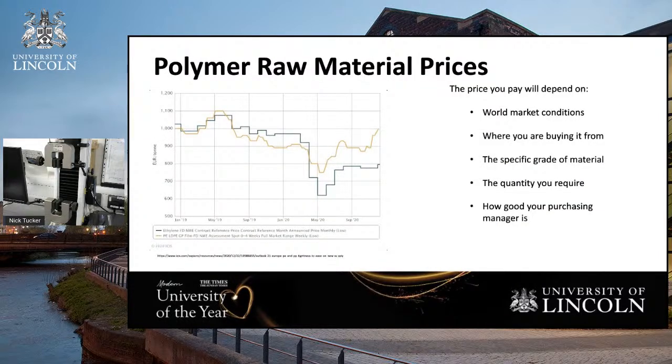So here are some data on the dark line, which is ethylene, the raw material to make our polythene from, and the yellowy coloured line is the actual price of polythene, and you can see it varying. You can see it dropping towards the beginning of last year, and now starting to rise again. Very tempting to view that as an effect of the COVID virus and the depression in people wanting to buy stuff.